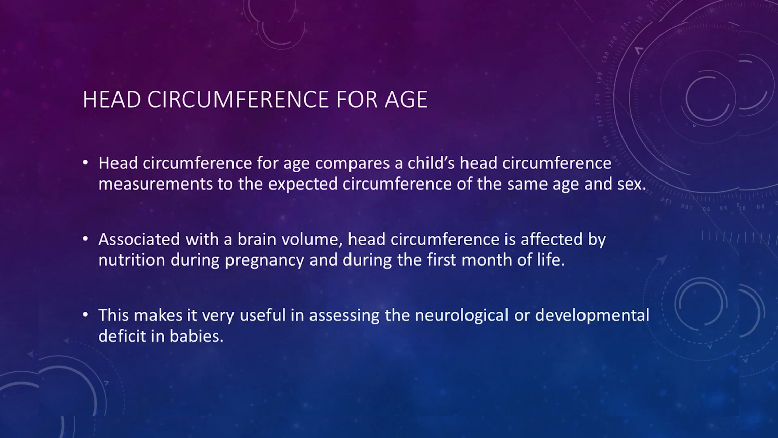Then head circumference for age, this is another measurement we do through anthropometry. The head circumference for age compares a child's head circumference measurement to the expected circumference of the same age and sex. Associated with brain volume, head circumference is affected by nutrition during pregnancy and during the first few months of life. So, this makes it very useful in assessing neurological and developmental deficit in babies.